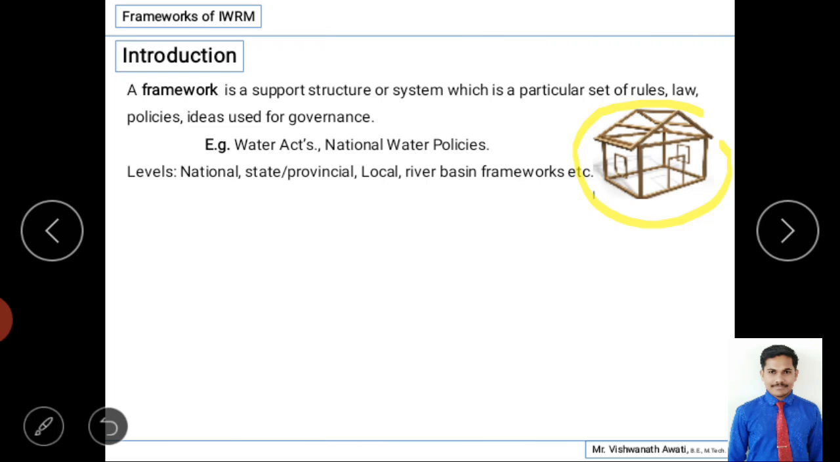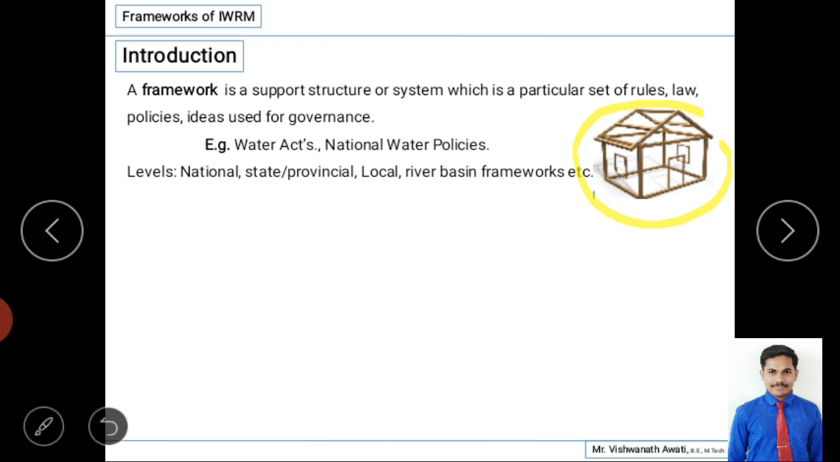For example, frameworks related to water include the Water Act. In many countries a Water Act is there, with amendments and passing of policies over the years. It gives the rules and regulations on how to manage, and we'll study in detail how. Next are national water policies. Just as we use rules and regulations to control traffic, similarly we have rules and regulations to control water pollution and use it for sustainable development.